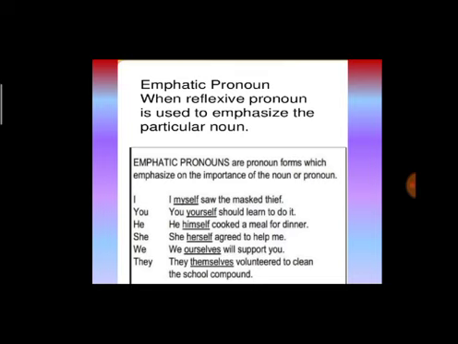There are 5 examples using each of the personal pronouns. I myself saw the masked thief. You yourself should learn to do it. He himself cooked a meal for dinner. She herself agreed to help me. We ourselves will support you. They themselves volunteered to clean the school compound.